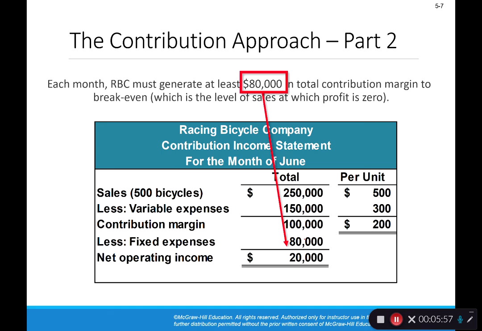RBC needs to generate at least $80,000 in contribution margin in order to achieve what's called break even, which is when we make no profit. Now, of course, that's not my goal in life as a company to make no profit, but it's the minimum, right? I have to at least achieve break even in order to be successful in the long term. Initially, I might lose money as I grow my market share and introduce new products, but eventually I have to achieve that break even and then in the long term do better than break even so I can turn a profit.